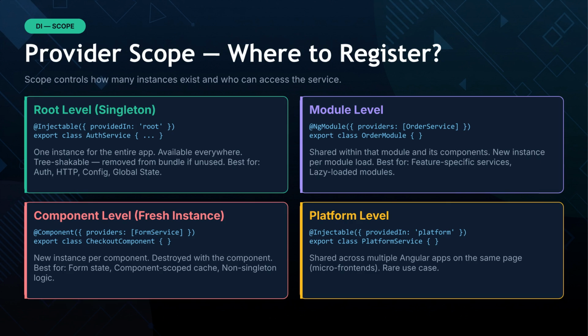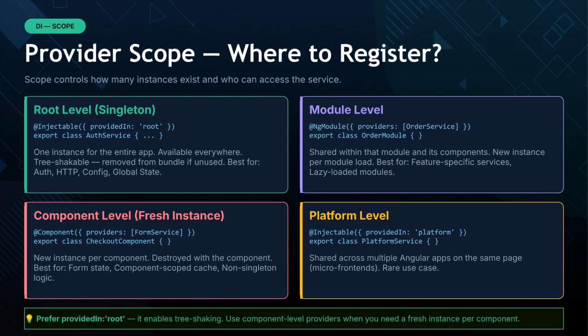Provider scope controls the number of instances and access. Root level creates a singleton. Module level shares per module. Component level creates a fresh instance per component. And platform level is for micro frontends. Prefer providedIn root for tree shaking, and use component level providers only when a fresh instance is necessary per component.